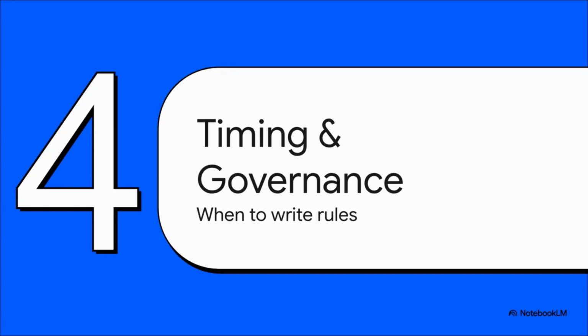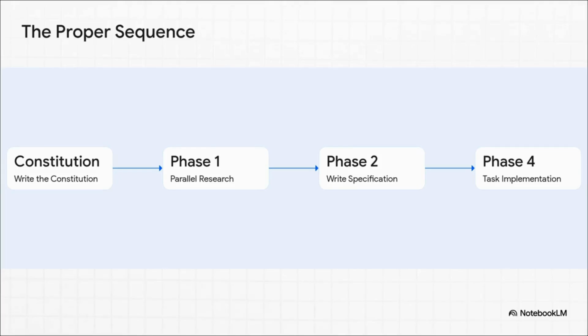Section 4, Timing and Governance. When is the right time to actually write these rules down? Timing is literally everything here. Take a look at this sequence. You need to write the constitution before Phase 1 research even begins, and way before you write a single specification.